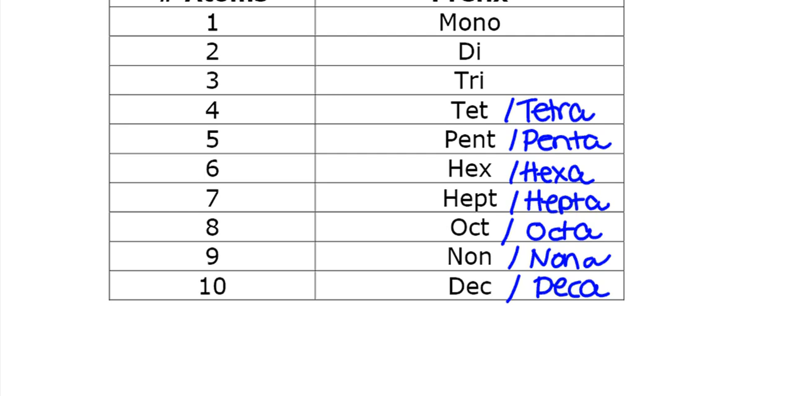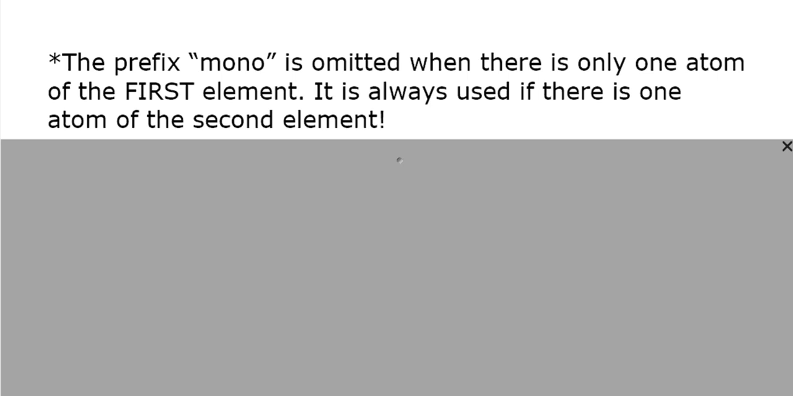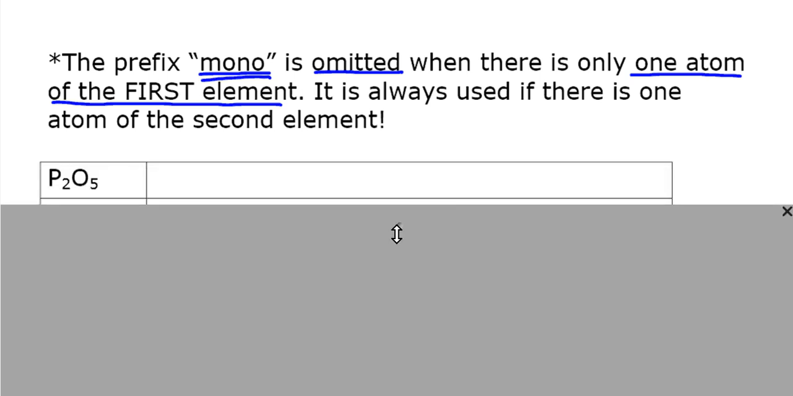There are a few rules though when it comes to 1 and the prefix mono, so you want to watch out for these ones. So mono is often only used for the second element. If you only have 1 atom of the first element, we omit it, we exclude it. But we always use it for the second one, which can get a little bit confusing. So we'll look at that with an example here.